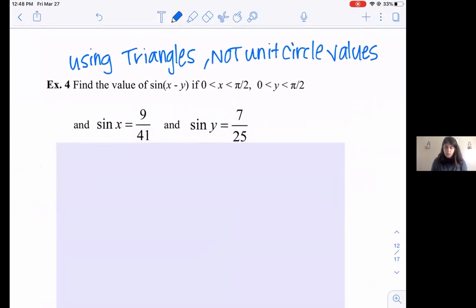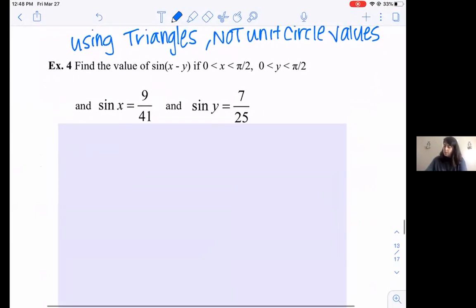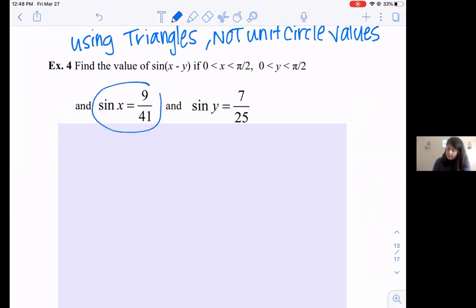Okay, so you're using these values that are given to us below, and it tells you that sine of x is 9 over 41. So that's the value of the sine of our x angle, and the sine of our y angle is 7 over 25. Okay, so I want to find the value of sine of x minus y. That is our sine difference formula.